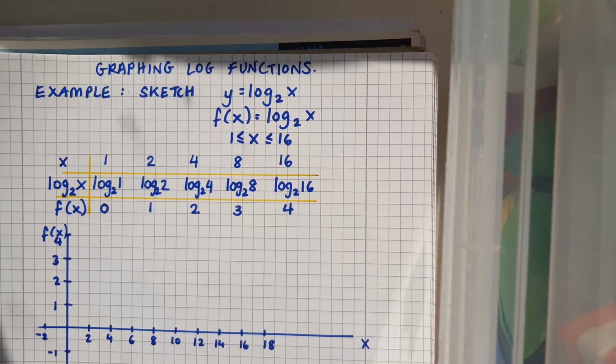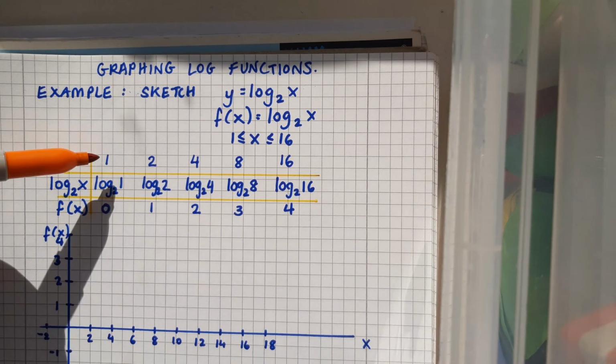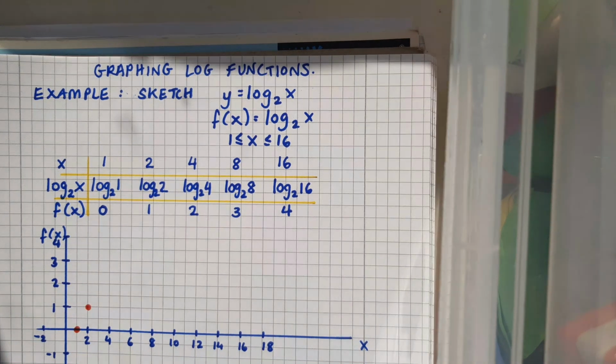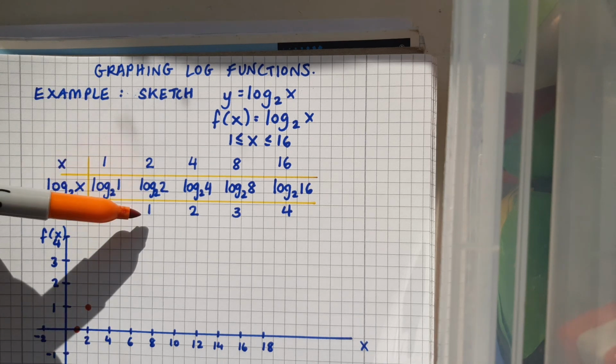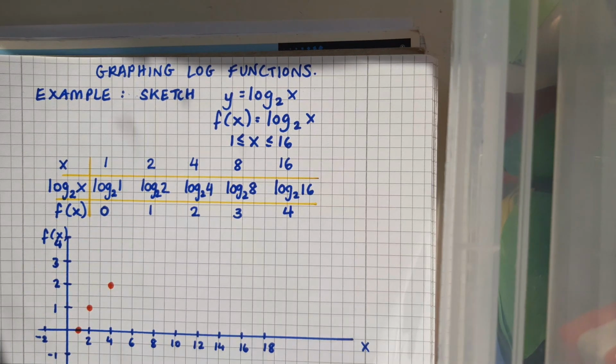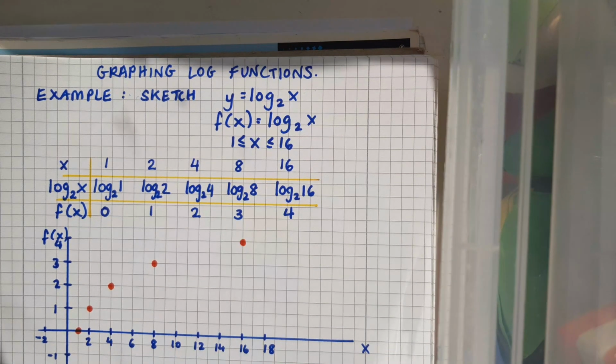So my first point is 1, 0. Here's my x value, and here's the corresponding y value. And so I mark that point in. My next point is the point 2, 1. Again, there's the x and there's the y, making the point 2, 1. I'm marking in 4, 2, 8, 3 and 16, 4.